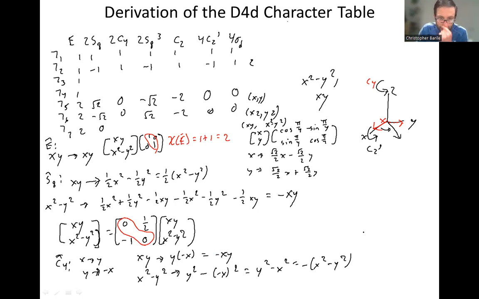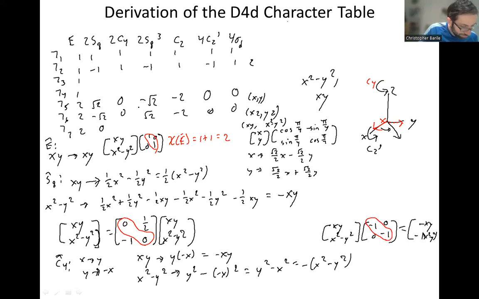And so we end up getting a matrix here being negative ones on the diagonal, right? Because that's what would explain this transformation mathematically. So we take the trace of that matrix and we get negative 1 plus negative 1. It equals negative 2.